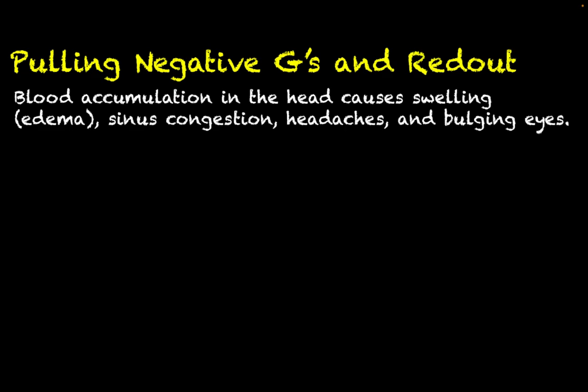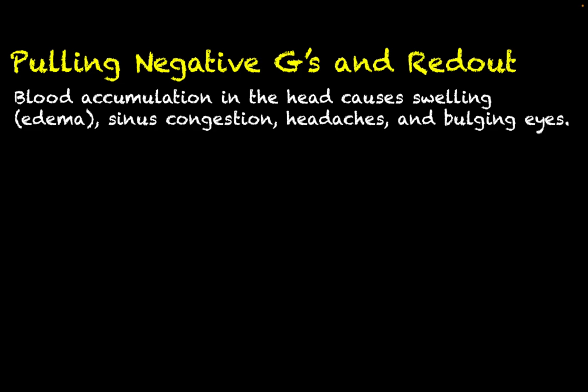Okay, so let's talk about the physiological consequences of pulling negative Gs. Now, blood accumulation in the head may sound like not that big of a deal. You're probably thinking, oh, well, the brain and the eyes need blood and they need oxygen anyway, so what's the big deal with them getting more than what they need? Well, there actually are some pretty nasty symptoms that come from this.